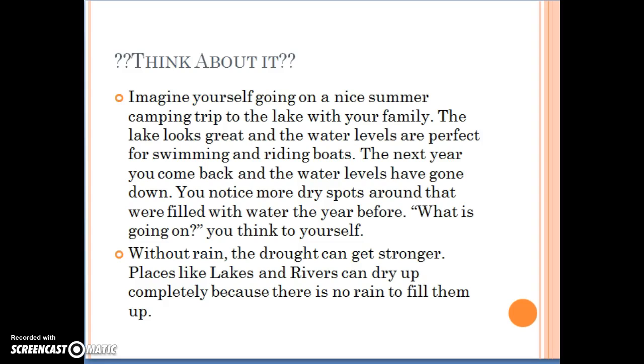So one year you go to the lake and it's really fresh and there's a lot of water everywhere and you enjoy it. The next year you come back and the water levels have gone down, and you notice some dry spots. What is going on? As the years continue, the lake is starting to dry up. And since there's no rain coming, the lake just continues to dry up. Usually, in a usual year, with all the rain that we get, lakes and rivers tend to fill up and become stronger and beautiful, with big loads of water coming in and out of them. Okay?